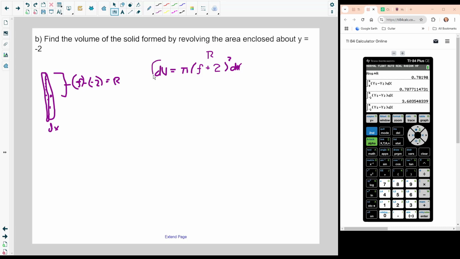And then I'm going to integrate that. I'm going to put the pi outside the integral, but I'm going to integrate that. And again, it's going to be from 0 to a. I'm going to double check that because I don't see it in front of me, but I think it's 0 to a.